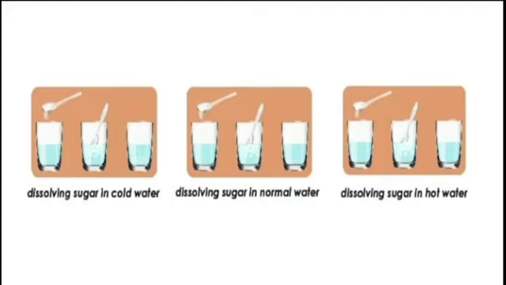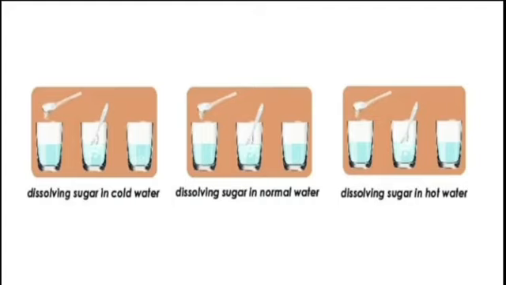Dear students, I want you to follow this activity while you see this video. Let us do an activity. Take 3 glasses of water, 1 glass of cold water, 1 glass of normal water and 1 glass of hot water. Add 1 spoon of sugar in each of them. Stir and observe the changes.